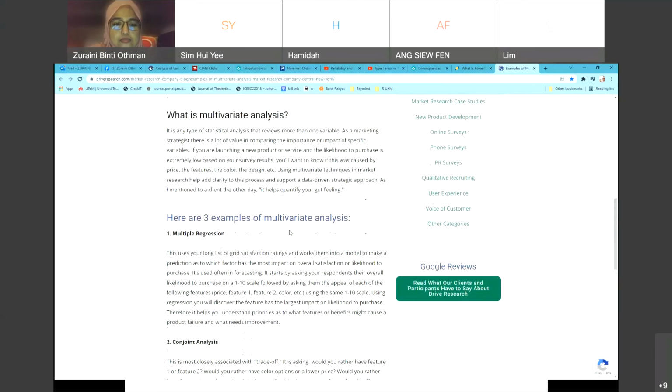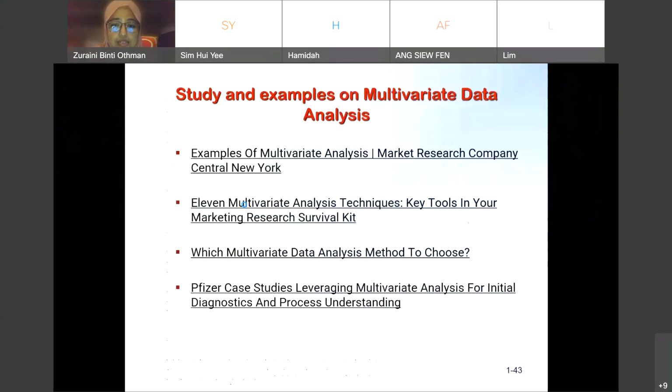This is the 3 example for multivariate analysis that they use. And for the next is 11 multivariate analysis technique. Okay.